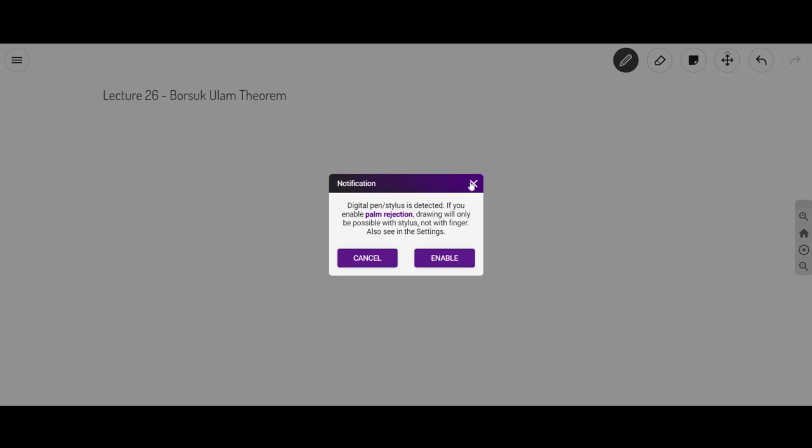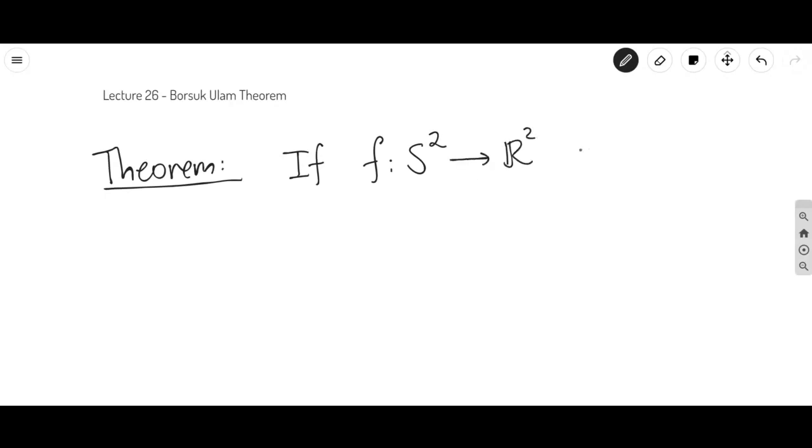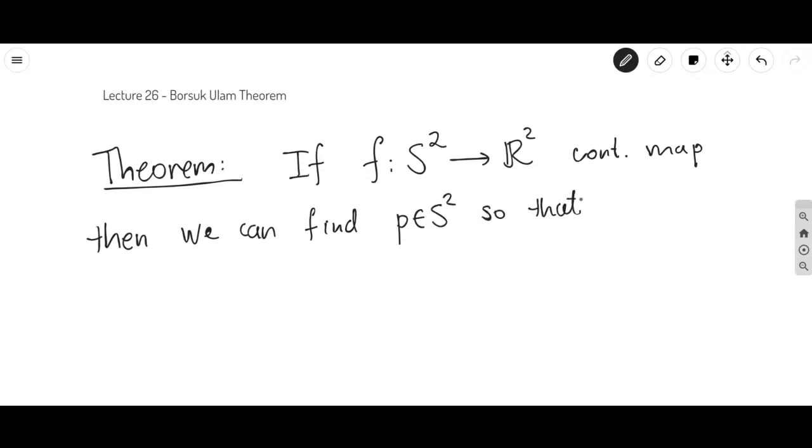Here's a theorem. So the theorem here is: if F is a map from the two-dimensional sphere S2 to R2, of course this is a continuous map, then we can find a point P on S2 so that F of P and F of minus P get mapped to the same location in R2.